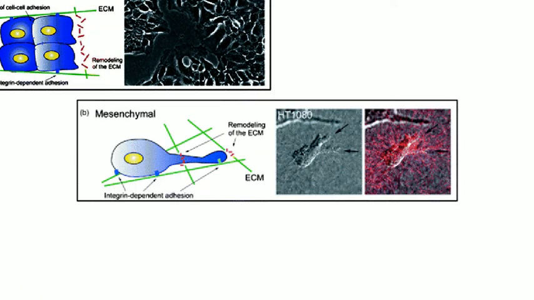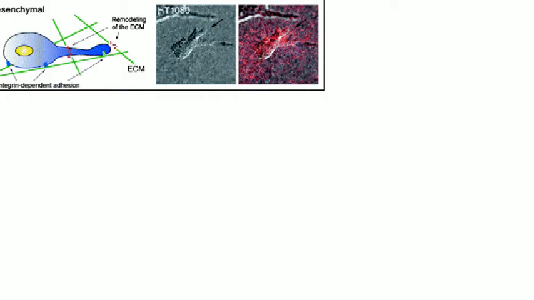There are two types. Firstly, there is mesenchymal cell migration. Integrin-dependent interactions adhere the cell to the substrate. Proteases are released which remodel the extracellular matrix into a path which the cells can follow. This is seen in elongated cancer cells like gliomas and fibrosarcomas.